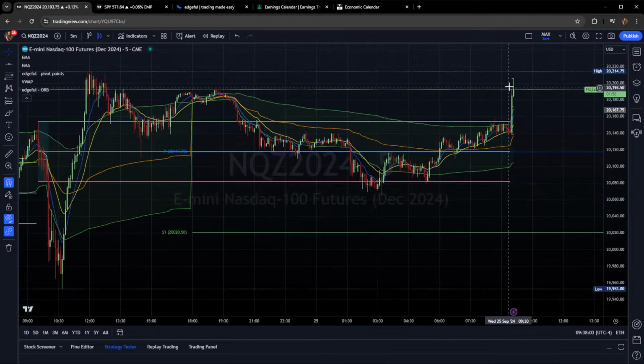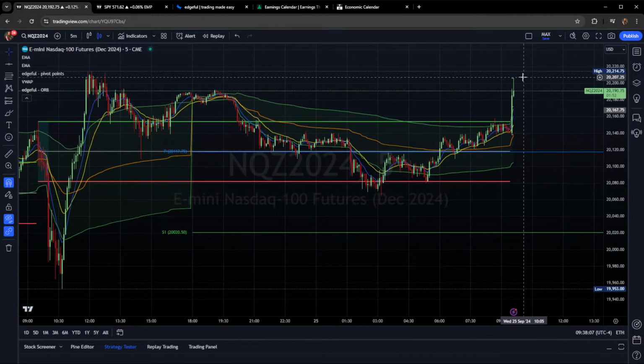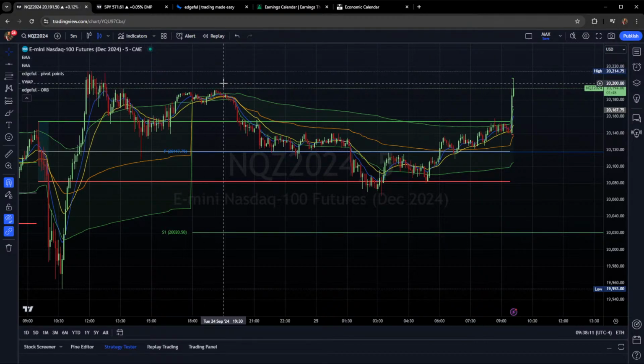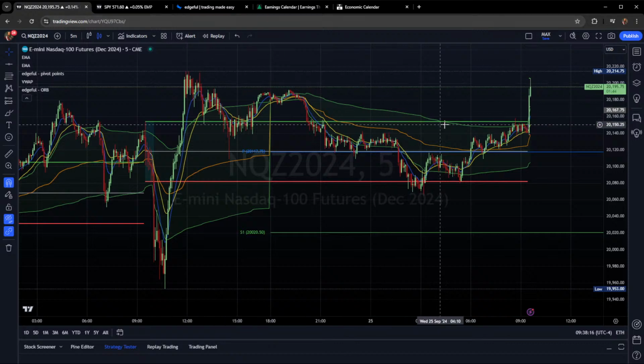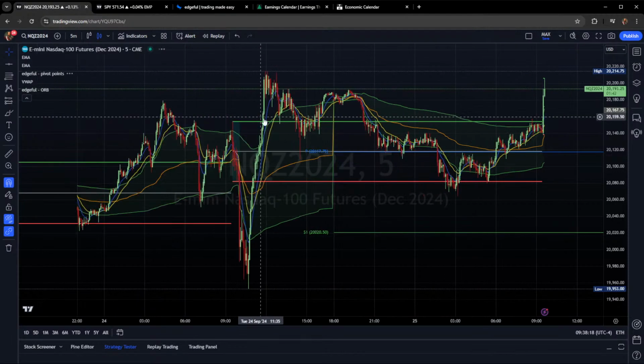NQ is pushing up. Honestly, this is kind of a short zone, but the way we've pushed up here so fast, I don't really want to touch that just yet. Let's let these ORBs develop, and let's take a look at some levels here.